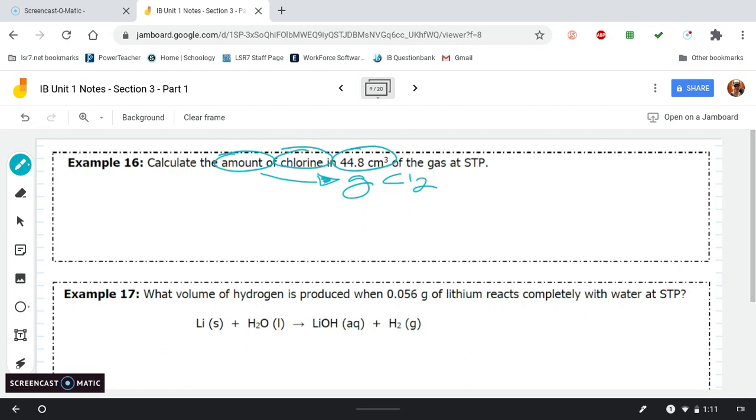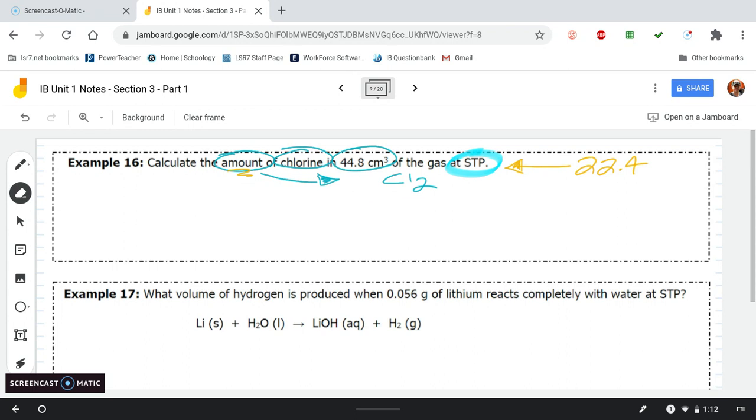There's some volume, and then we're using, there it is, there's the magical STP, and that should tell you right away, you're like, okay, STP, what does that mean? Well, that means 22.4 can be used when we're converting between moles and liters. Okay, so we're looking for amount, looking for some grams, and we got chlorine. So that's probably enough to get started.